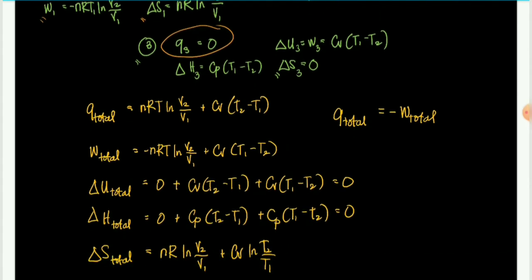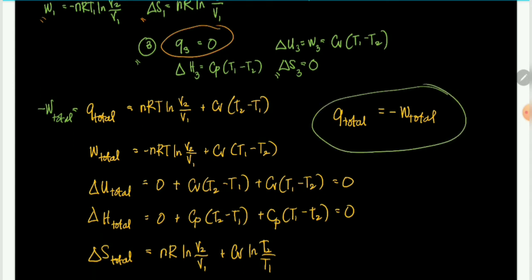So, the Q total is nRT ln V2 over V1 plus CV times T2 minus T1. So, yung Q total is just equal to negative W total. Kasi makikita nyo dito na W total is negative nRT ln V2 over V1 plus CV times T1 minus T2. So, T1 minus T2 is just equal to negative T2 minus T1. So, kapag in-equate nyo yan, ganito yung magiging relationship ng Q at W.